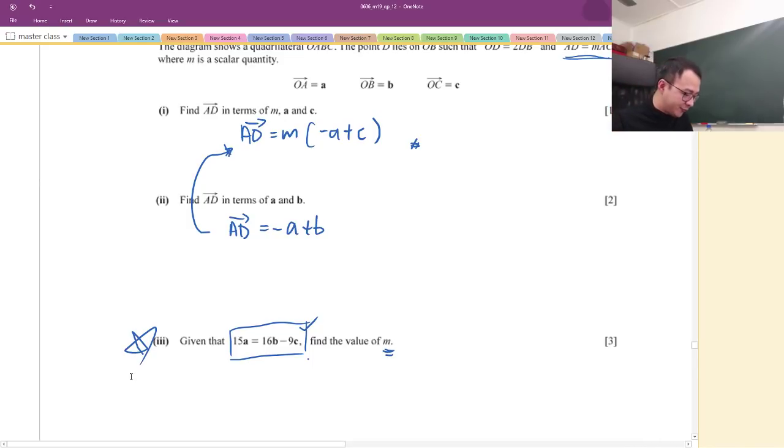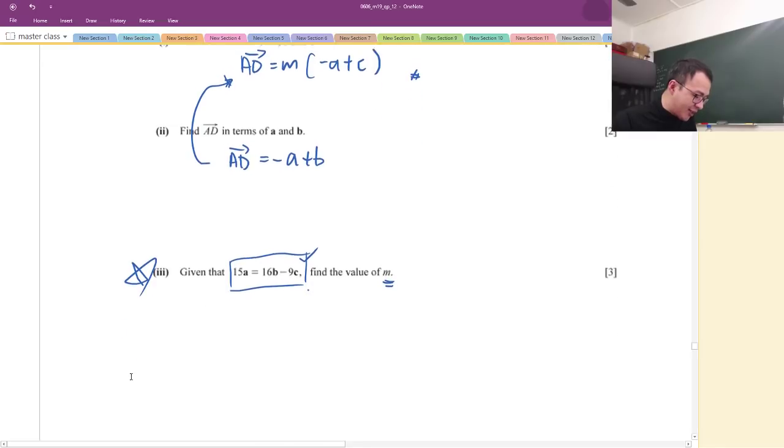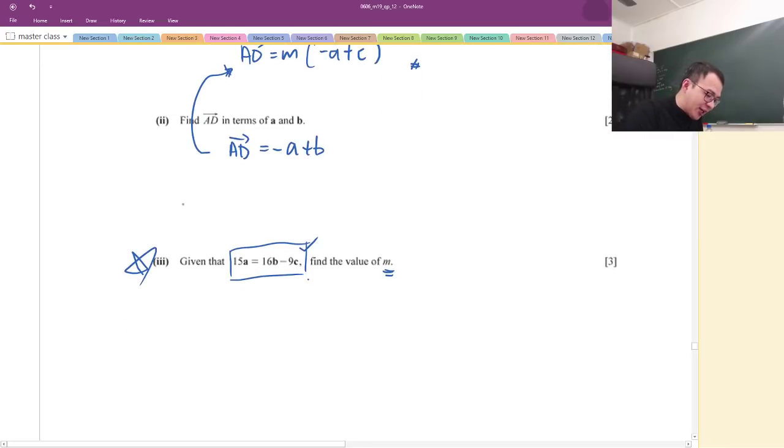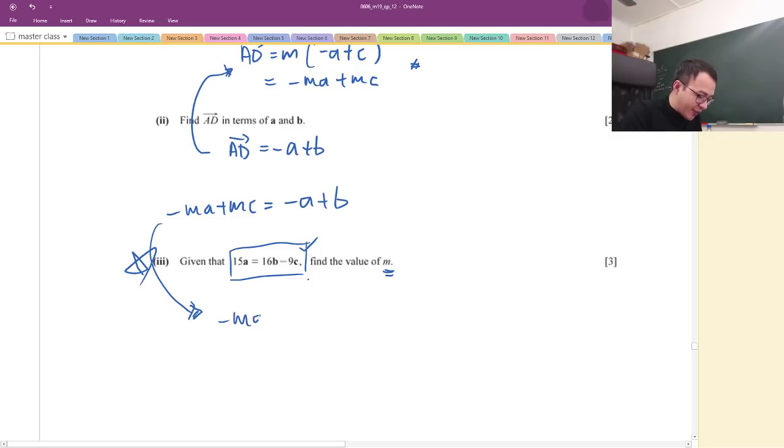So therefore what I will do is I sub AD into the AD. I should get, maybe I just separate them, negative MA plus MC. So negative MA plus MC equals to negative A plus B. And then I try to arrange until I got something like this. So this one is negative MA plus A. C is the other side, right? Equals to B minus MC.